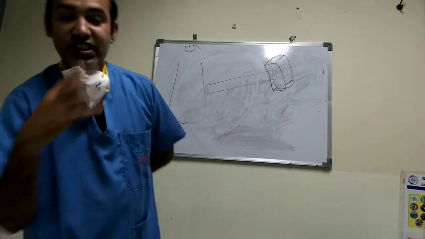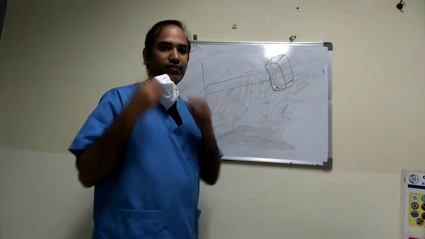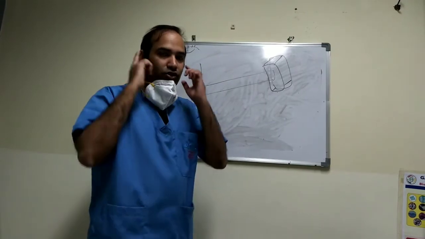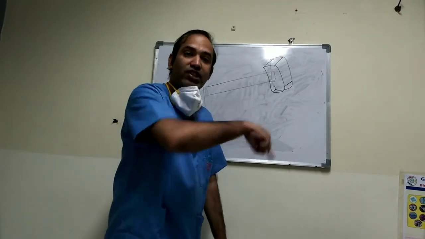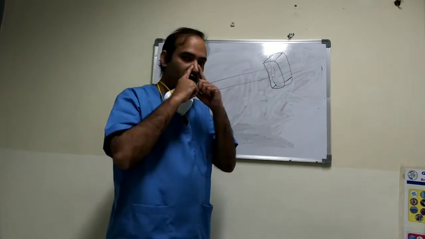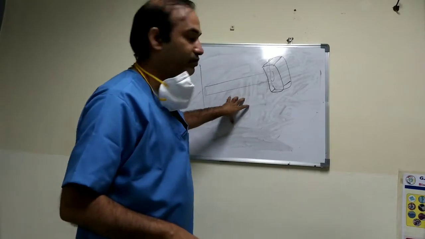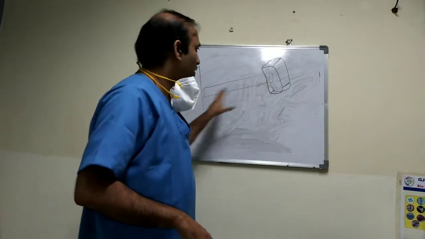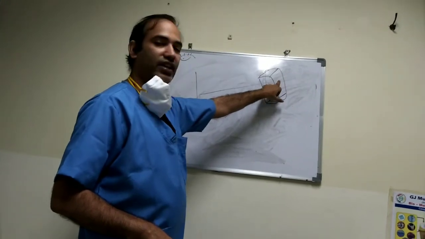All of you, while watching this video, just close your nose and try to swallow. You will have a dull sound in the tympanic membrane. That is how the Eustachian tube works. It is equalizing the pressure between the nose, the external environment, and the middle ear. That pressure equalization is the function of this Eustachian tube.